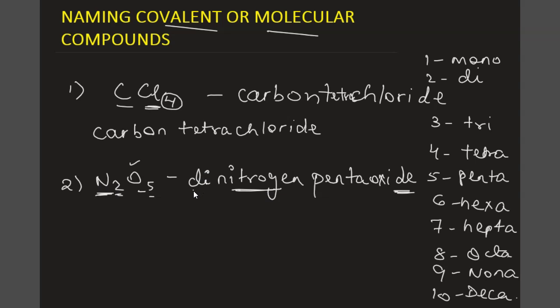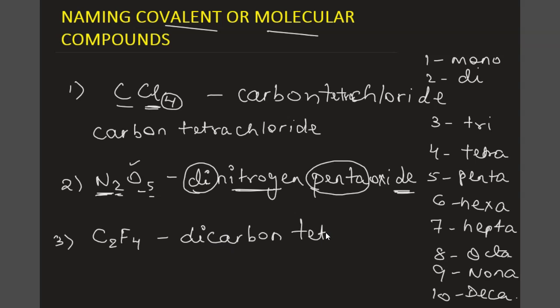So always remember, the more electronegative one will end with an ide, the less electronegative name goes as is, and then we just have to make sure that we name the subscripts. Similarly, if we have C2F4, we would name it as dicarbon tetrafluoride. So the more electronegative one will end with ide. This is the method that we use to name covalent or molecular compounds.